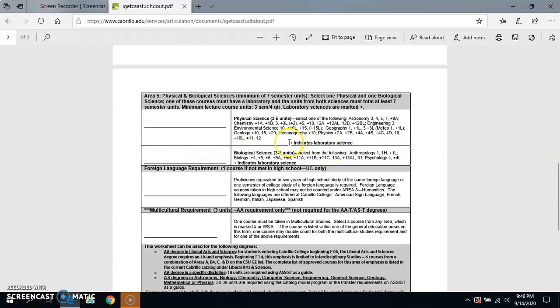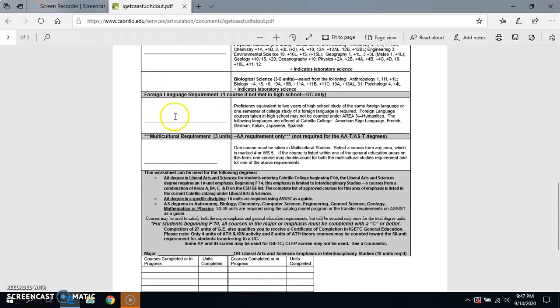Keep in mind that any course, whether it be physical or biological, if it has a little plus by it, it indicates that it has a lab. And either your physical or biological must have a lab. Otherwise, you won't have fulfilled the requirement.